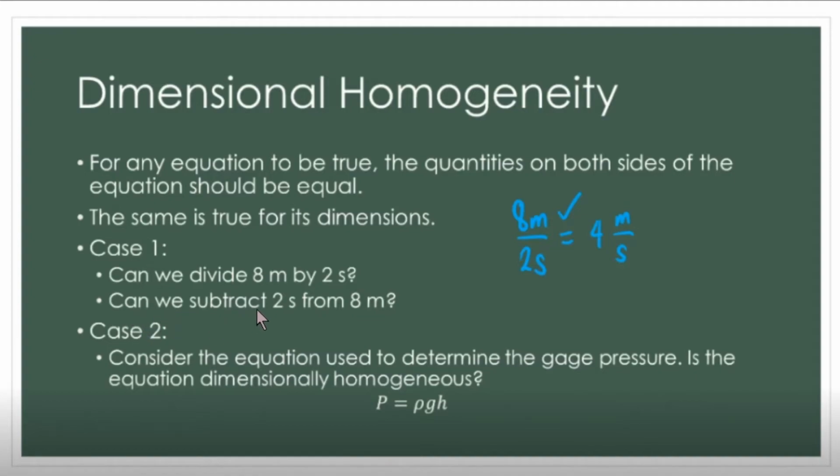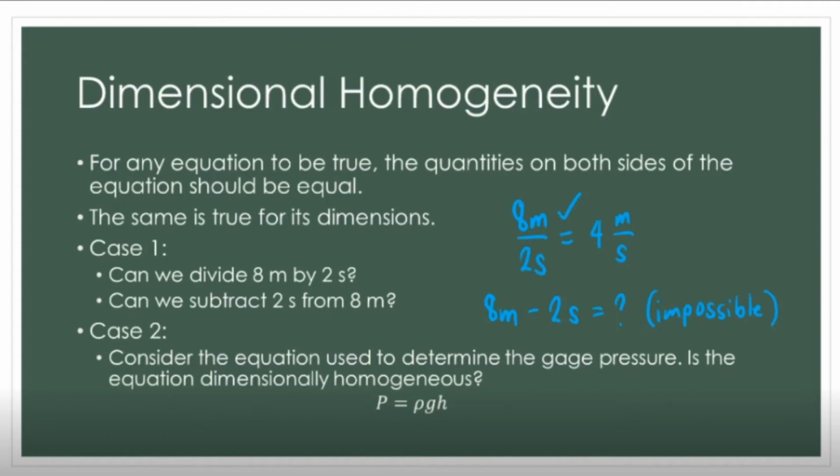Can we subtract 2 seconds from 8 meters? So we still have the same quantities, 8 meters and 2 seconds. We are just using a different operation. So let us write 8 meters minus 2 seconds. Can we have an answer to this? The answer is no. This is impossible because this is not dimensionally homogeneous. And that is the power of units. They can drastically alter the way on how we look at equalities. Because not only do we need to balance the numerical aspect, but we also have to balance the dimensional aspect.